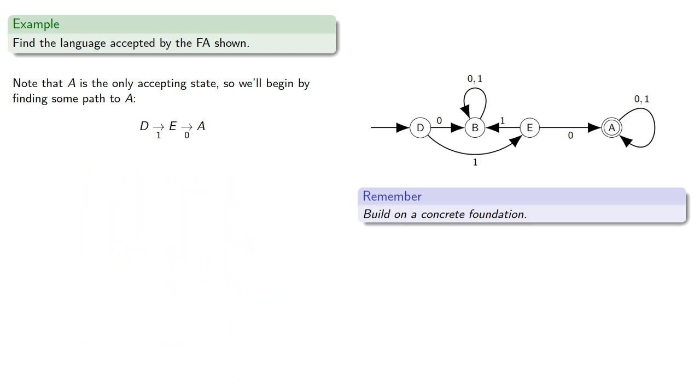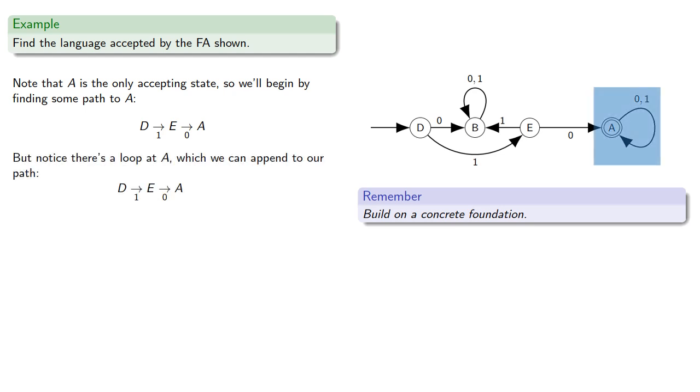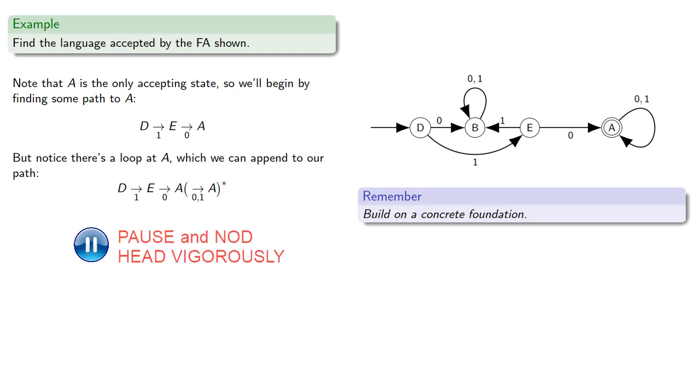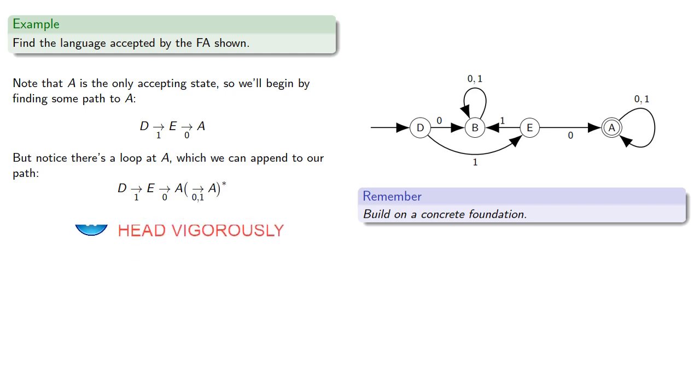But wait, there's more. Notice there's a loop at A. So once we're at A, we can loop back to A and still be in an accepting state. And what's going to take us back to A is either 0 or 1, and we could go through the loop as many times as we want. And so putting these things together, our finite automaton accepts the string.